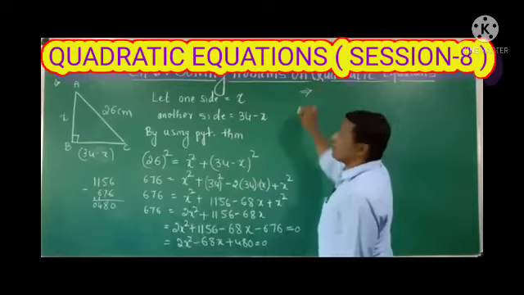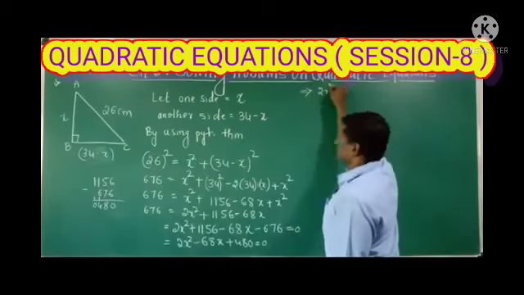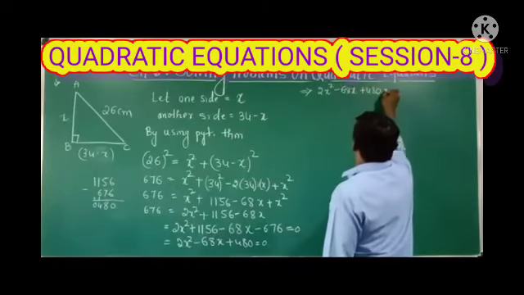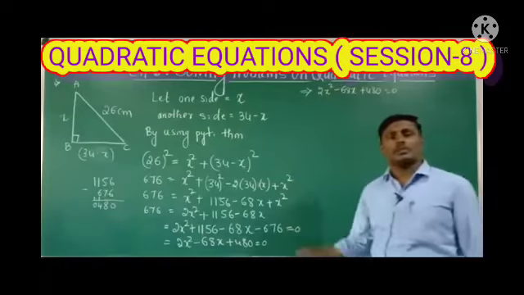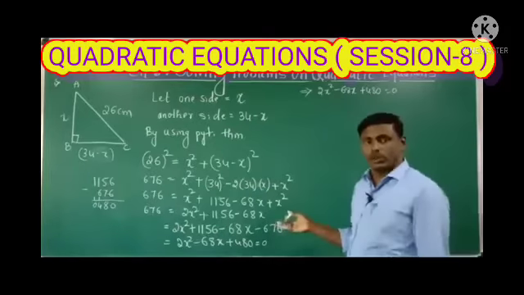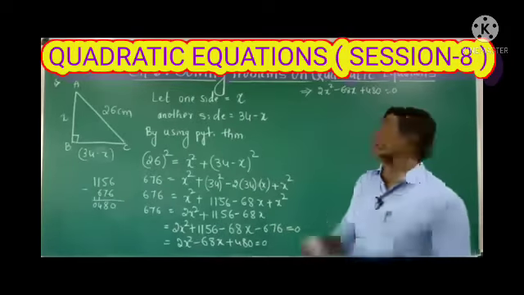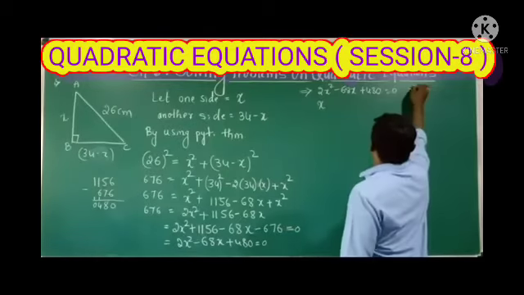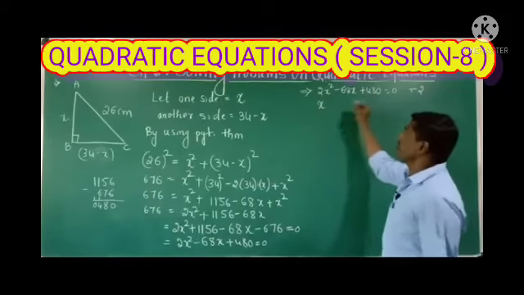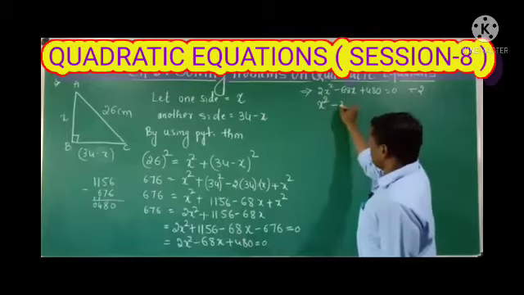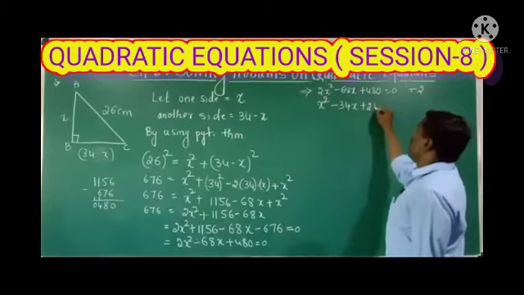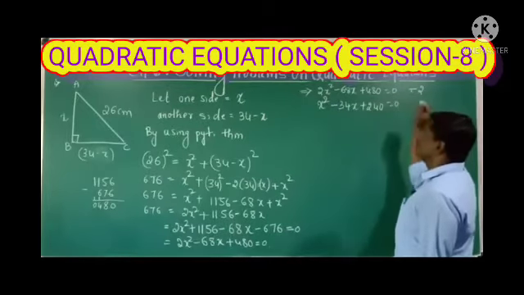Now it is in the standard form of the quadratic equation. 2x square minus 68x plus 480 is equal to 0. Just observe the coefficients of x square, x and the constant term. All are even numbers, so it is easily divisible by 2. It means we are reducing the quadratic equation to its simplest form by dividing the whole given equation by 2. What we will get? X square minus 34x plus 240, which is equal to 0.